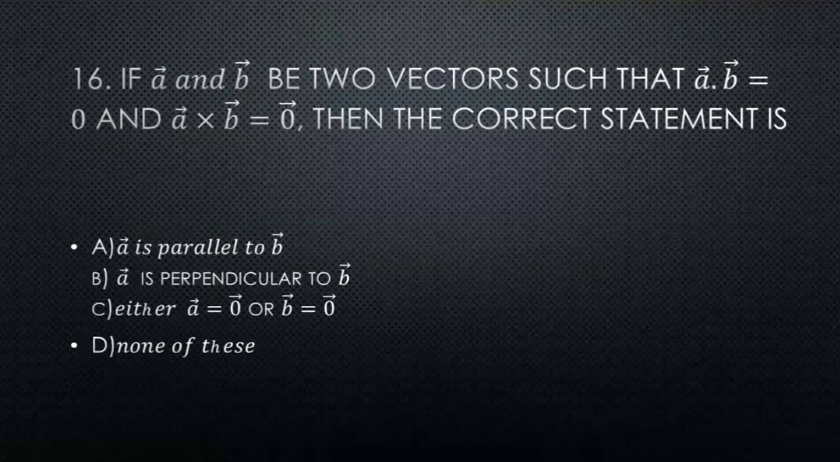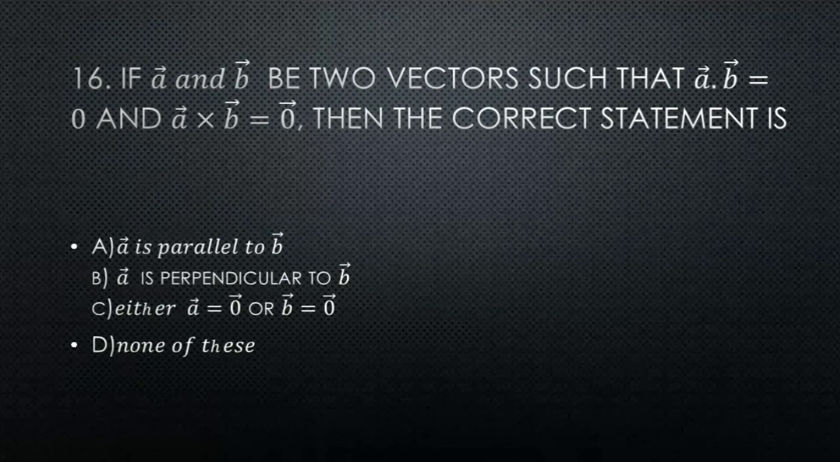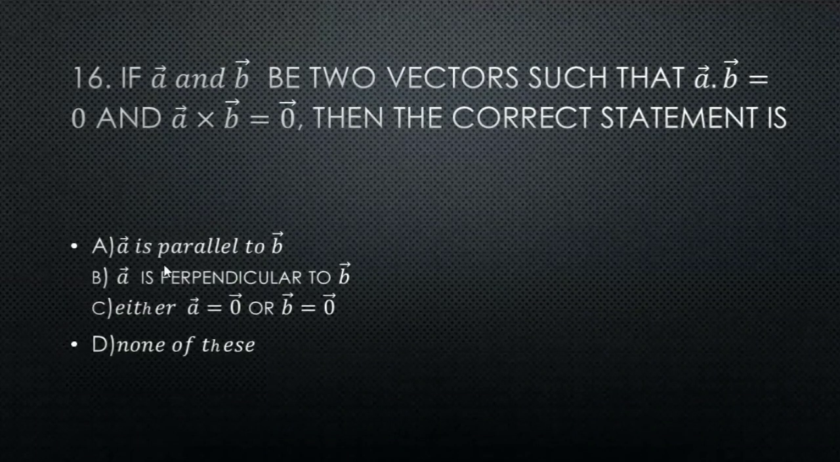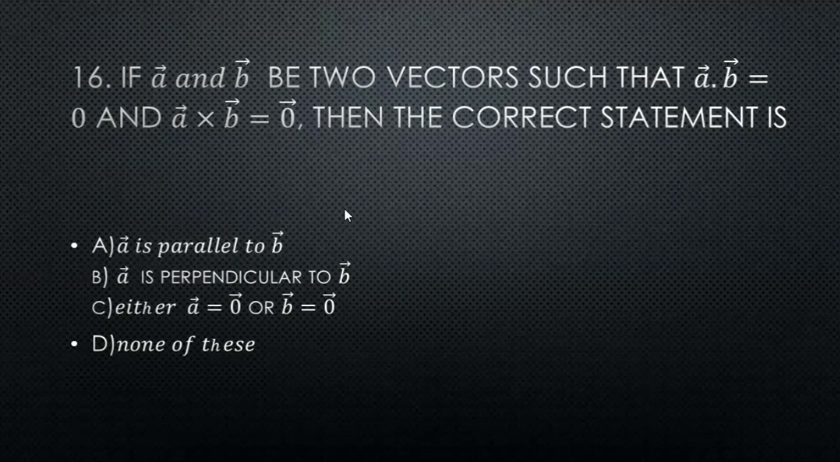See this, if A vector and B vector are two vectors such that A vector dot B vector is equal to 0 and A vector cross B vector is equal to 0 vector, then the correct statement is... Can we consider A vector is parallel to B vector? Same problem we have solved in the theory concept also. If A vector is parallel to B vector, then we cannot write A vector dot B vector is equal to 0. Right, so this is not possible.